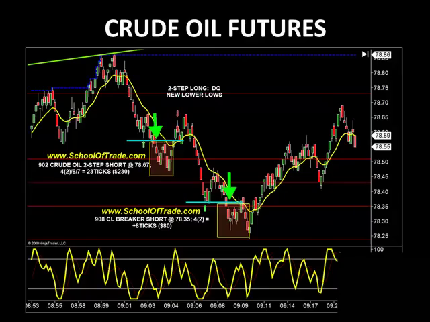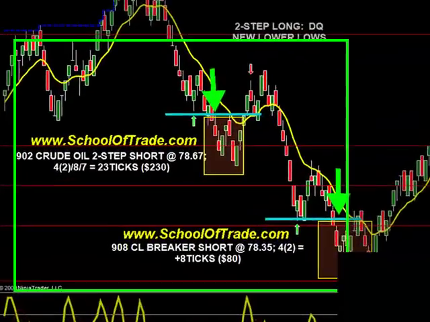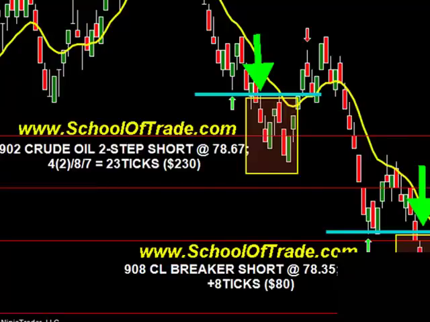These exhaustion patterns create double bottoms, double tops, and when we see these exhaustion patterns, we mark up that swing low. This swing low, of course, was up here just about that 60 area. And of course, at 9:02 on this two-step short, 78.67 was the fill. We took 4, 8, and then trailed our stop here for 7 more ticks. There's 23 ticks there, guys, on that first trade of the day on crude. Second trade overall, first trade on crude.